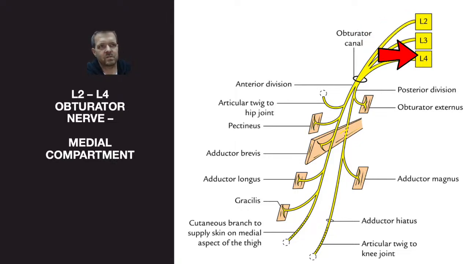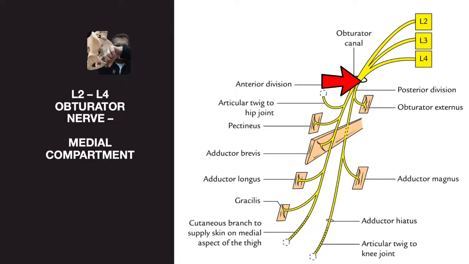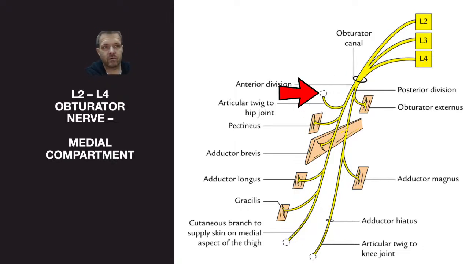So we've got L2 to L4, and so these are coming from the nerve roots. Okay. Then we've got the obturator canal, which is that bit coming through that hole there, there's a little gap in the obturator membrane. And then after that, it then splits. So we've got an anterior division going towards the front and a posterior division coming towards the back.